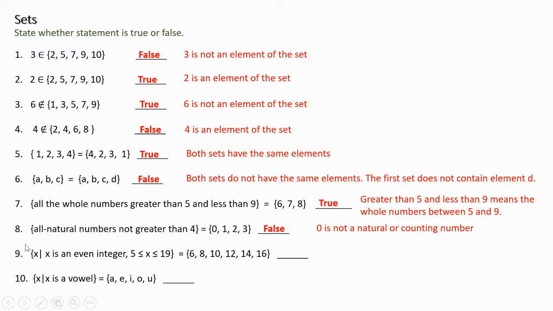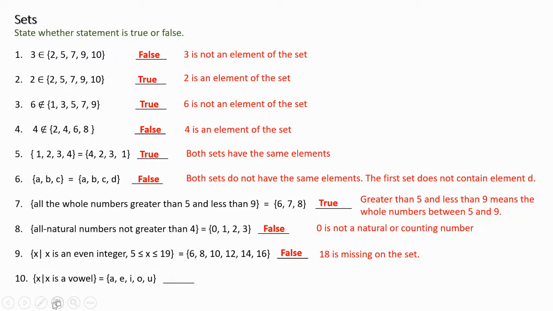Okay, now number 9. The set of x such that x is an even integer from 5 to 19, and 5 and 19 are included. So everything between 5 and 19 that's even. So it's 6, 8, 10, 12, 14, 16. Is this true or false? Anybody on the chat? Right, very good. It's missing the 18. 18 is missing on the set.